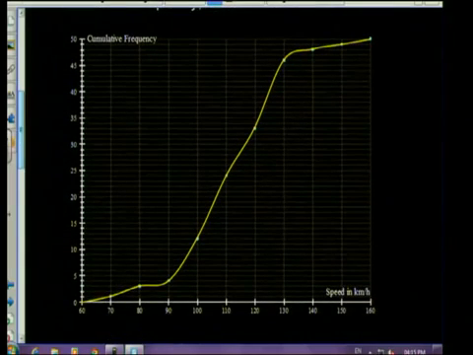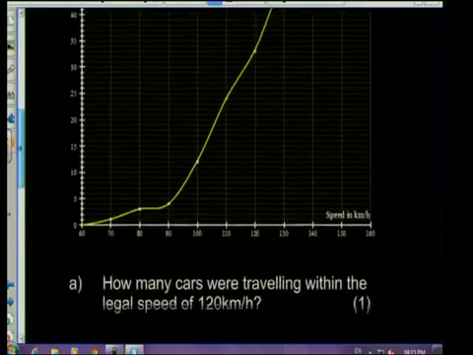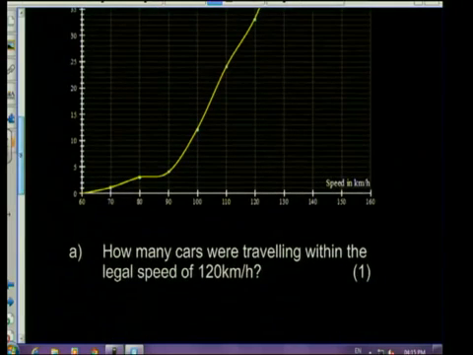I can see if I said to you what were the lowest speeds, remember we always start the ogive at the lower bound of the first interval. And if I had to go along over here, I know that there are 50 cars because that's where the cumulative frequency would have ended. Let's go find our question. How many cars were traveling within the legal speed limit of 120 kilometers per hour?